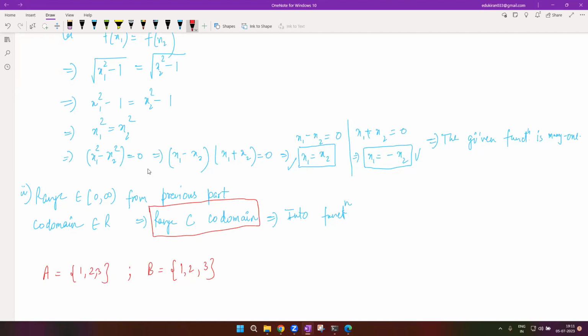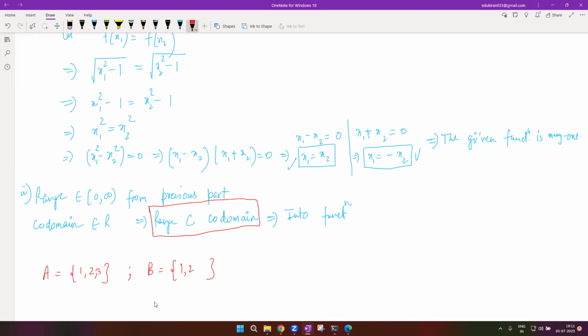But if B is not 1, 2, 3, and let's say B is only 1, 2, in that case B is a proper subset of A. So proper subset means that B is not equal to A. If you're saying that B is a proper subset of A, I will say that B contains the elements which are present in A, but A has more elements than B. Did you understand it?